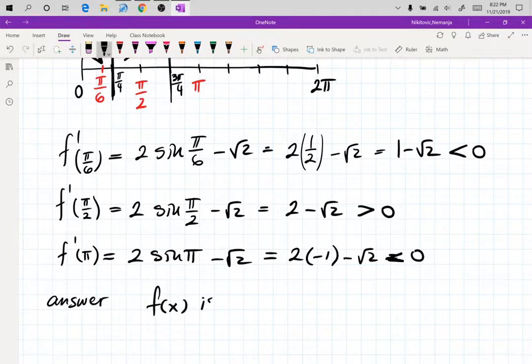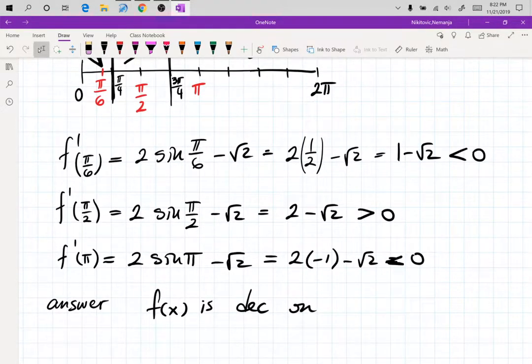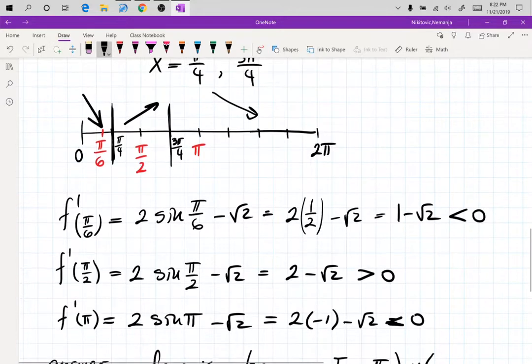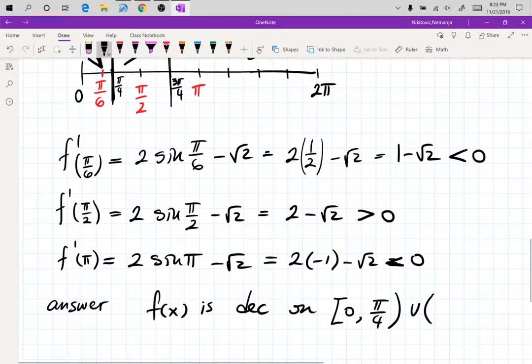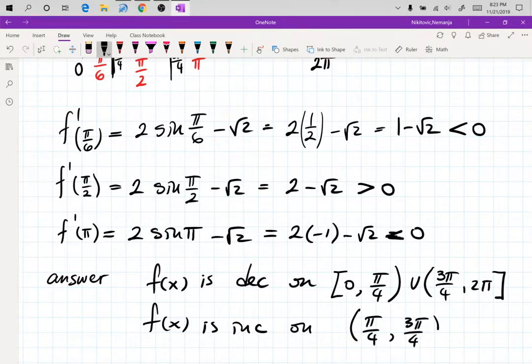F of x is decreasing on 0 to pi over 4, union 3 pi over 4 to 2 pi. F of x is increasing on pi over 4 and 3 pi over 4.